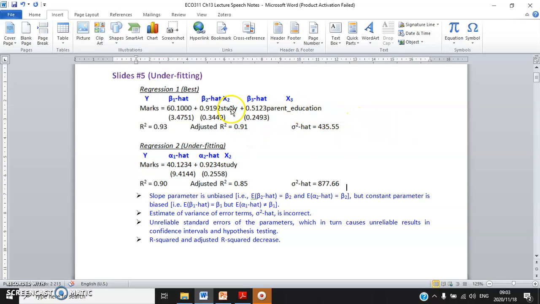Indeed, there are really some studies in economics of education that found out that parents' education really has an impact on the children's academic performance. And then I commit underfitting in the second regression. I only include x2 study hours, but I omit x3 parents' education. So now we have to think, what is the correlation between x2 study hours, the one we still include, and the omitted relevant explanatory variable, x3 parents' education?